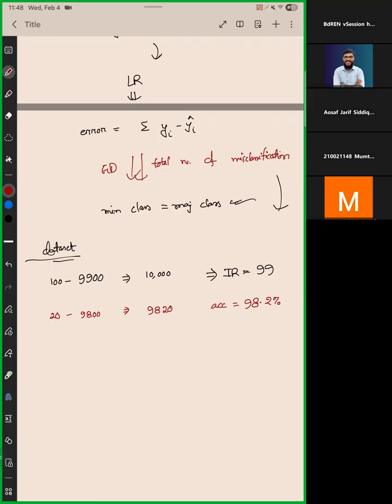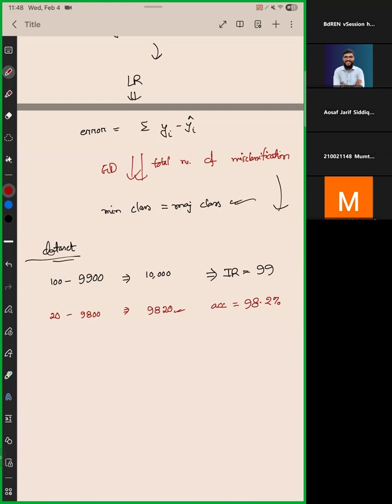Yes, overall accuracy is 98.2%, but it is very poor for the minority class, not individually. Overall is very high. 9,820 divided by 10,000, so accuracy is extremely high. And in the previous class I mentioned that in imbalanced data, the accuracy metric is quite misleading. We'll see some other metrics a little bit later.